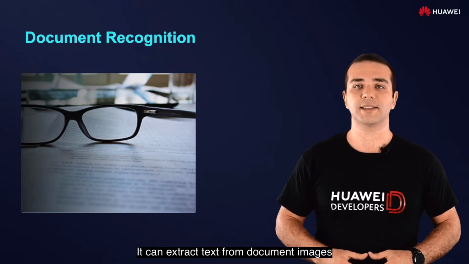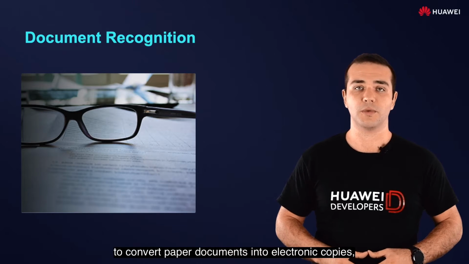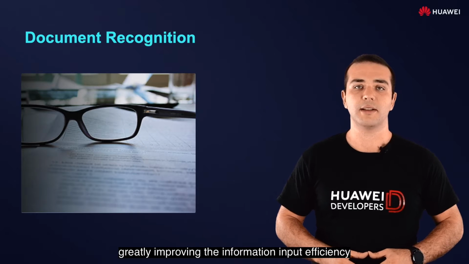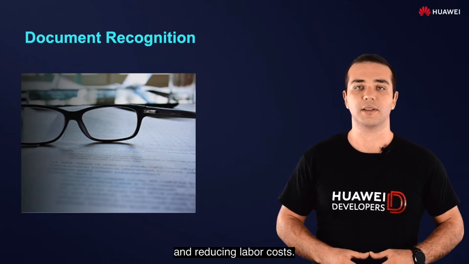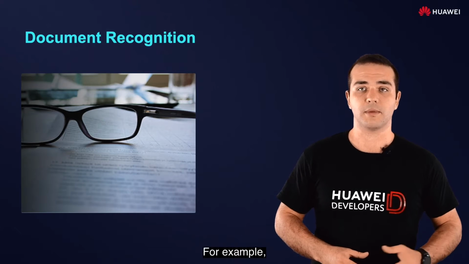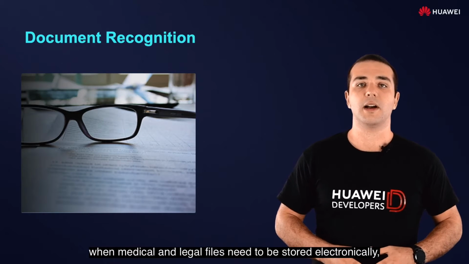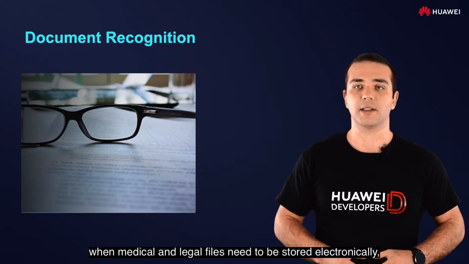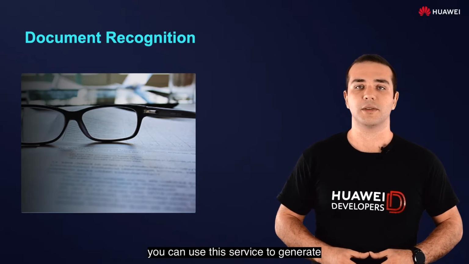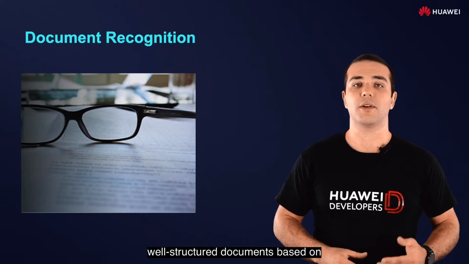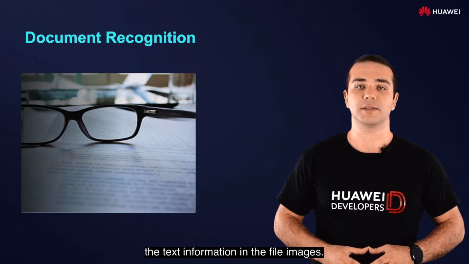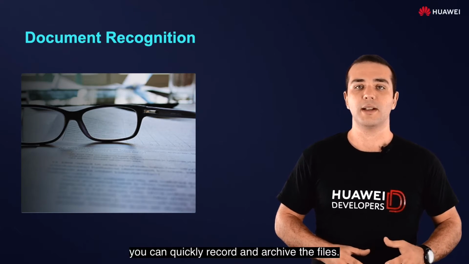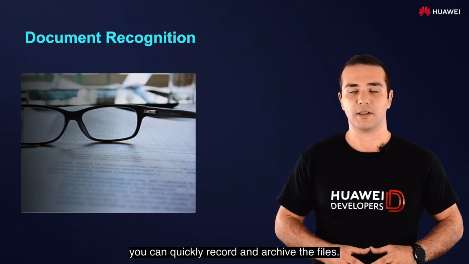It can extract text from document images to convert paper documents into electronic copies, greatly improving the information input efficiency and reducing labor costs. For example, when medical and legal files need to be stored electronically, you can use this service to generate well-structured documents based on the text information in the file images. In this way, you can quickly record and archive the files.